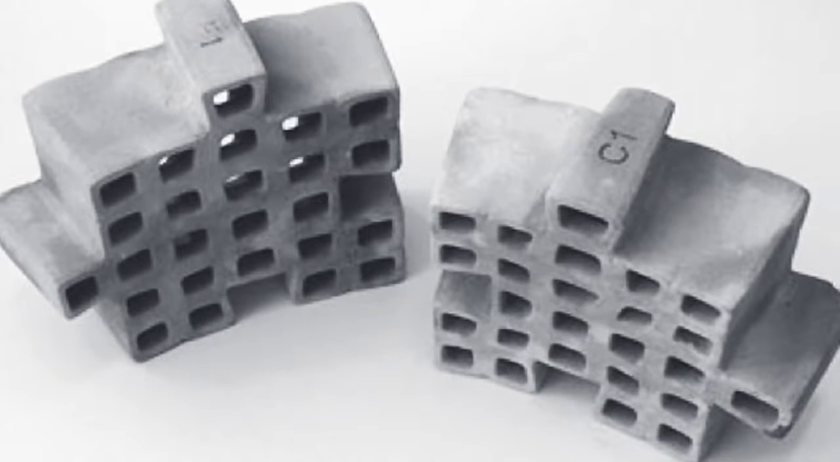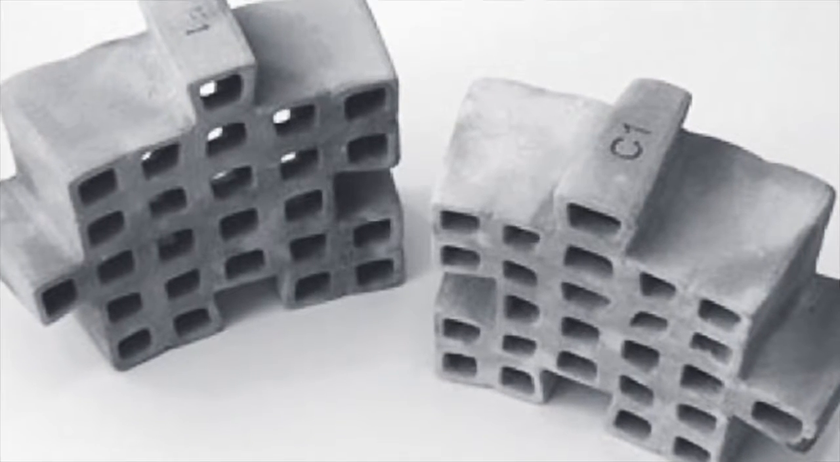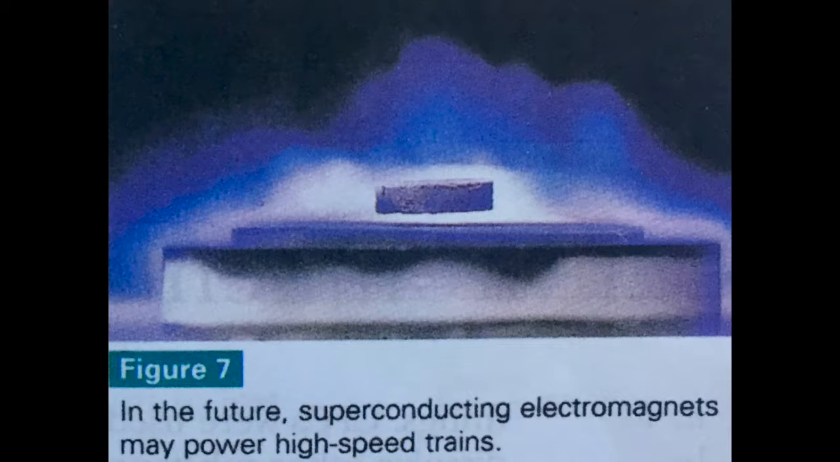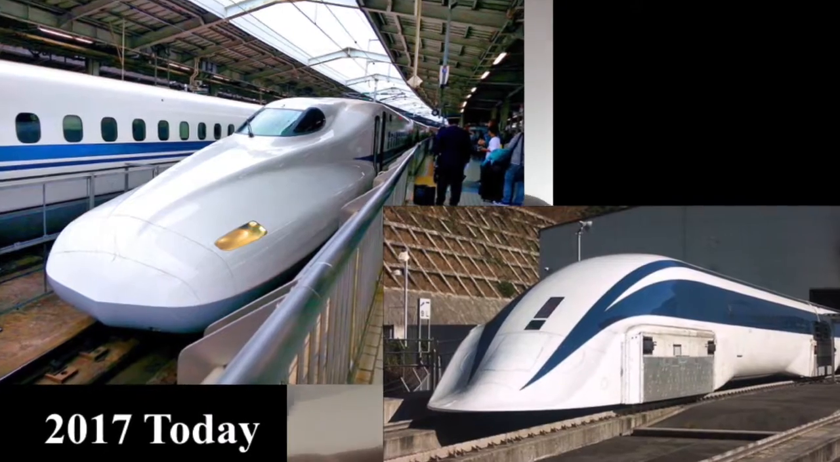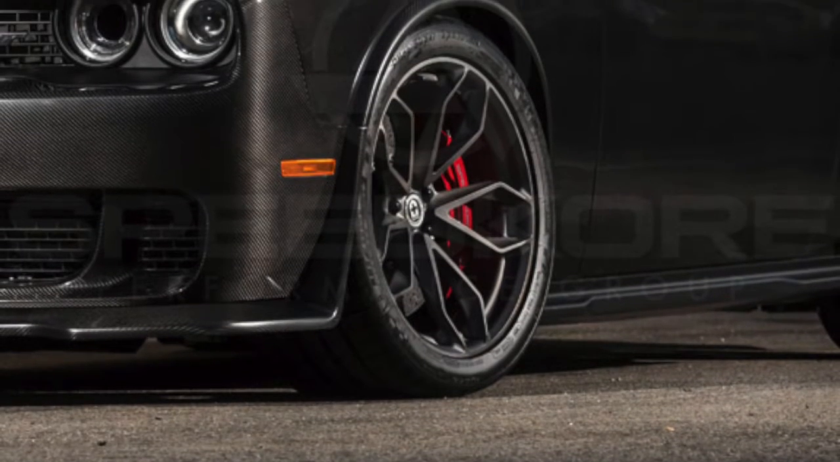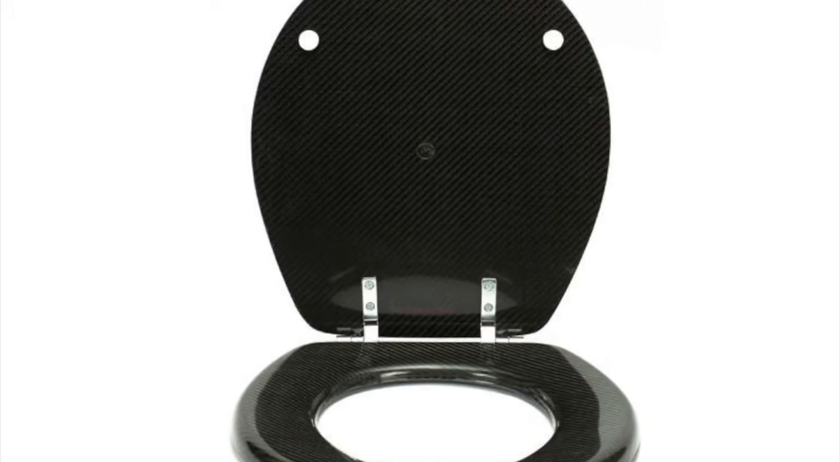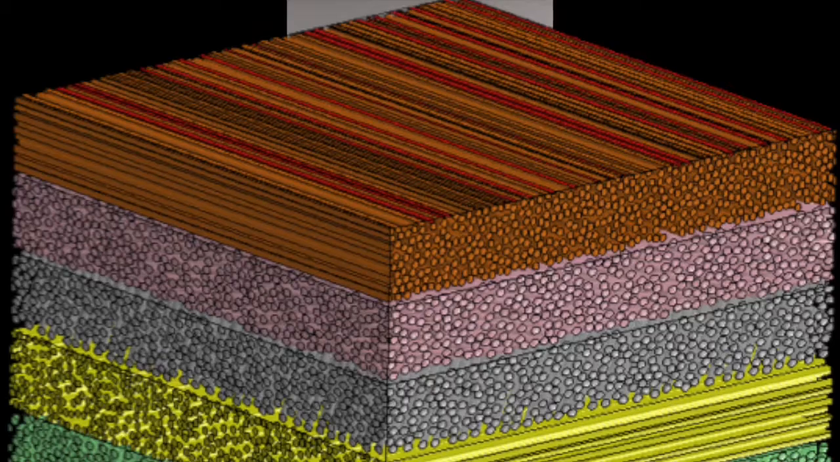Today, tough new containers are being engineered that have very special properties. Figure 7. In the future, superconducting electromagnets may power high-speed trains. Carbon fiber is a ceramic. What is it used for? Why is it suitable for these uses?